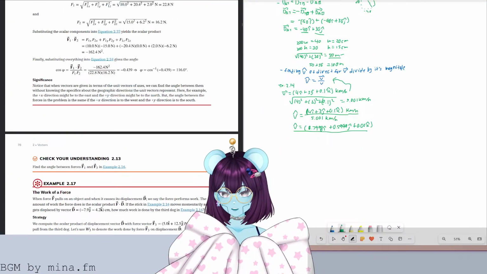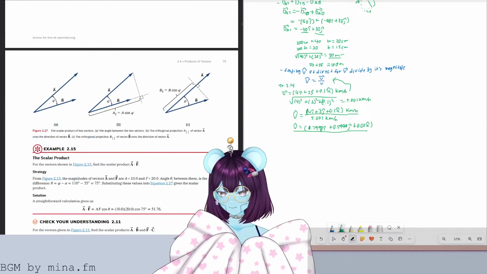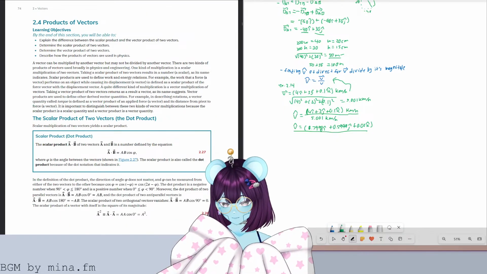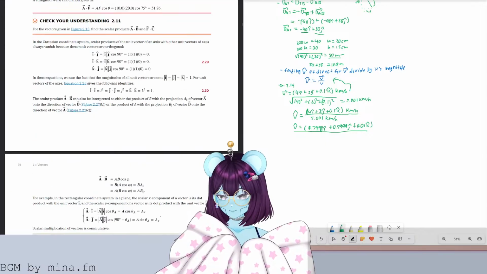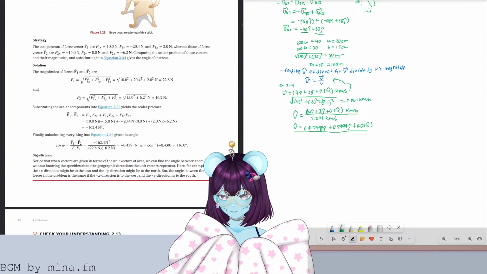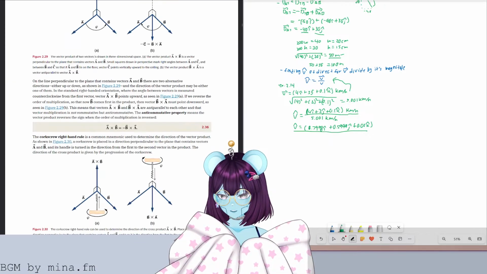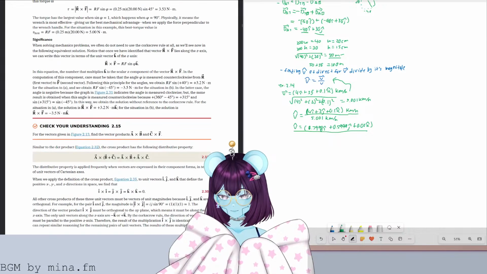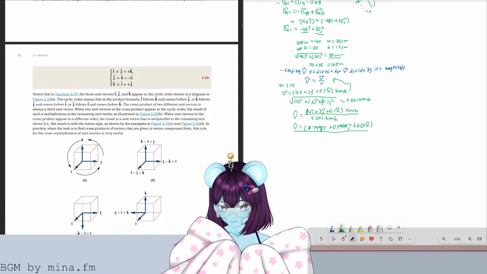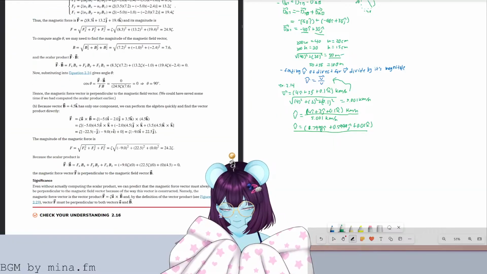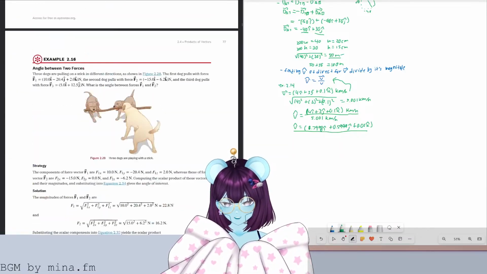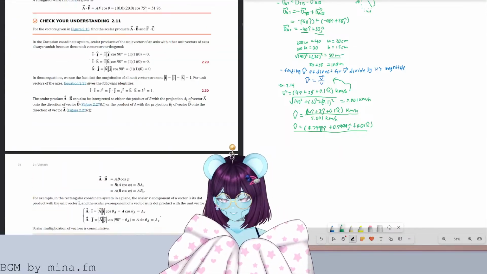I'm excited for learning cross products. It's been a long time since I've done that, and learning about dot products. But yeah, maybe it'll teach us about matrices? No, I don't think so. Okay, well, it'll be interesting. I haven't done a cross product or a dot product in a long time, and I'll learn that next time.